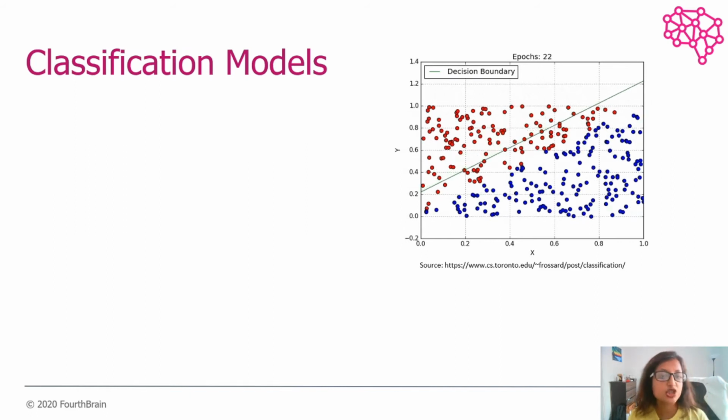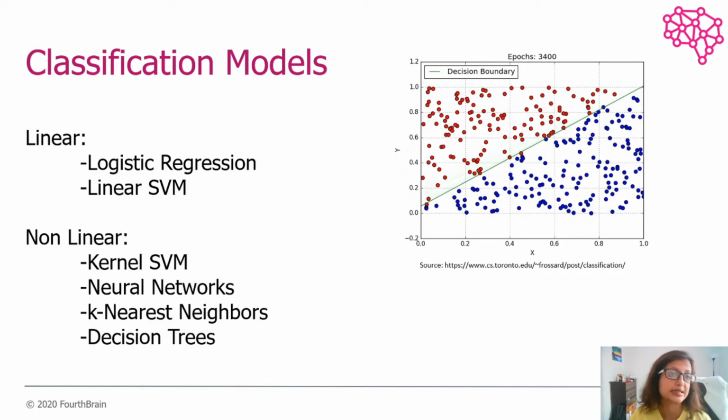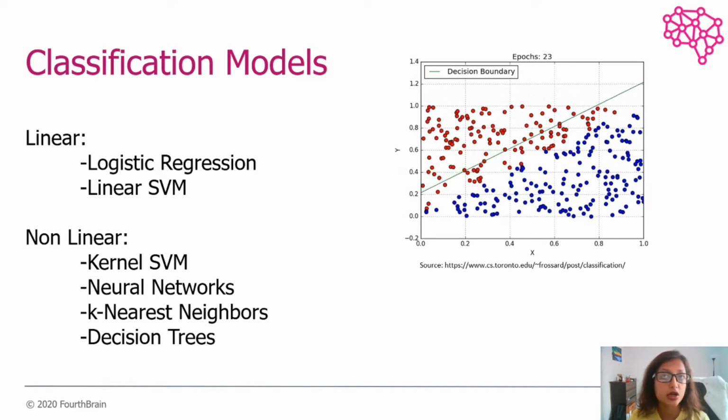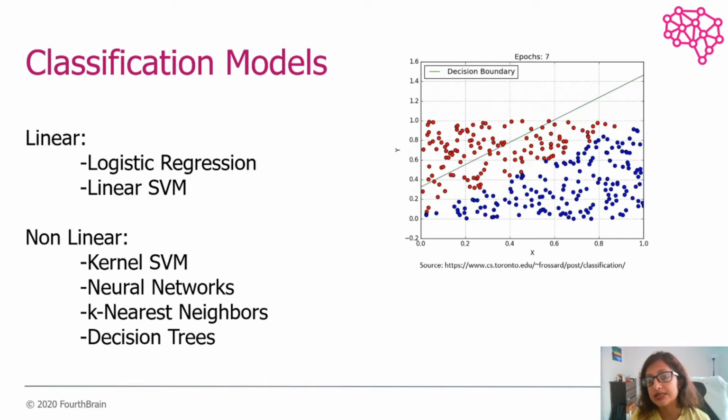So by definition, classification models are techniques to categorize objects or samples based off of their shared quality or traits. Now, some of the models that we generally look at or encounter are logistic regression and linear support vector machine, which are linear classification models. And for nonlinear classifiers, we have kernel SVMs, neural networks, k-nearest neighbors, and decision trees, among a few.